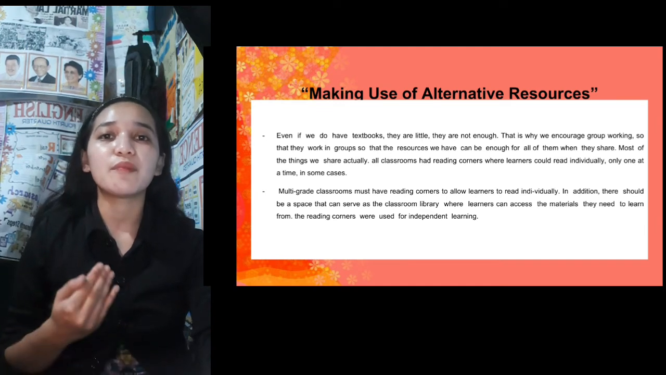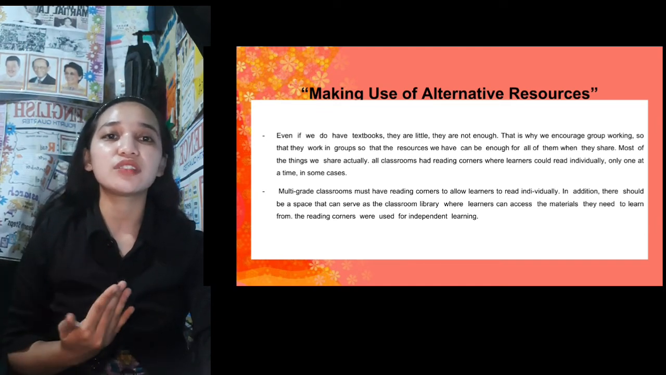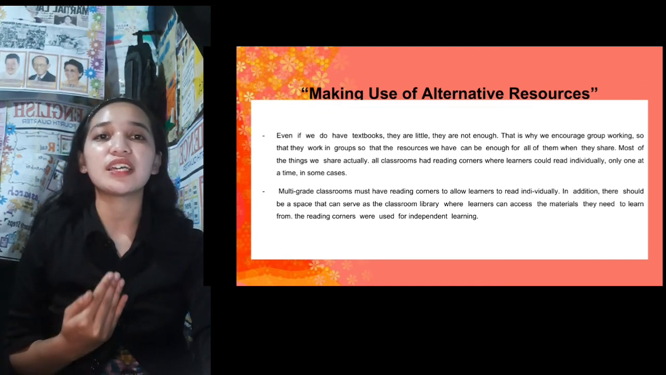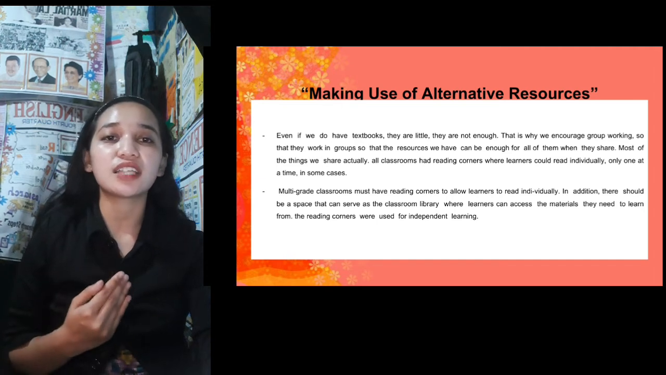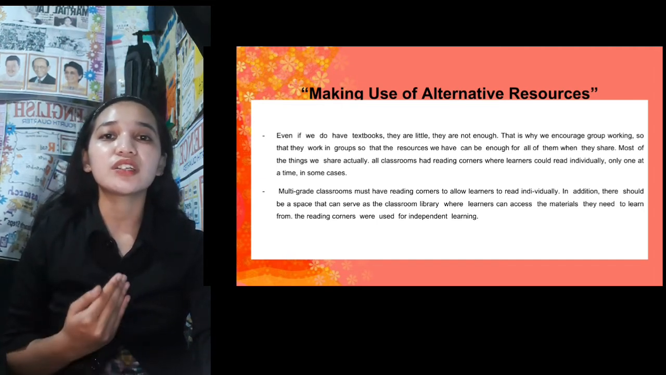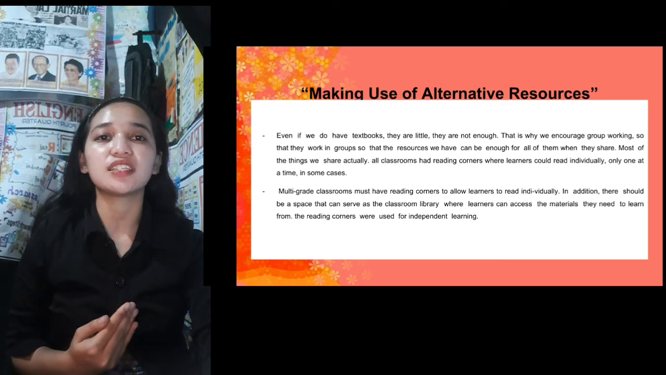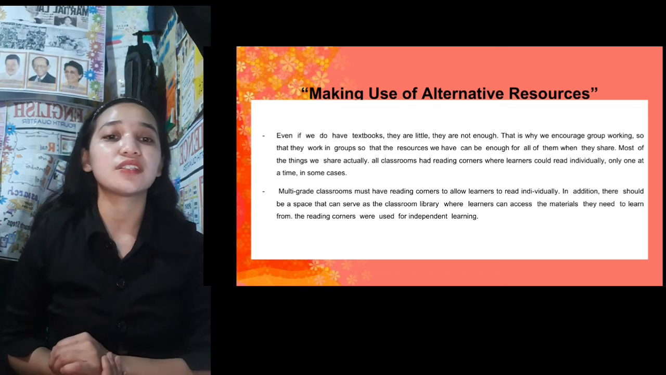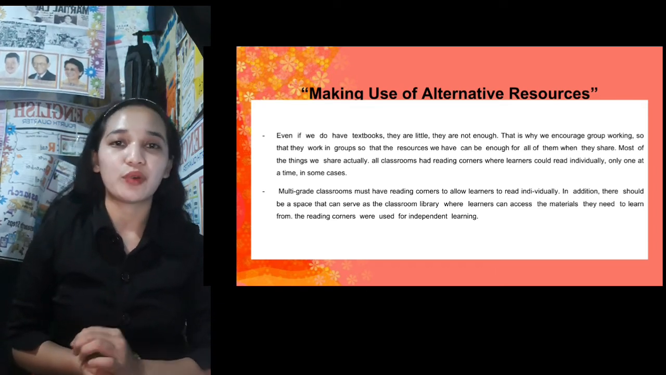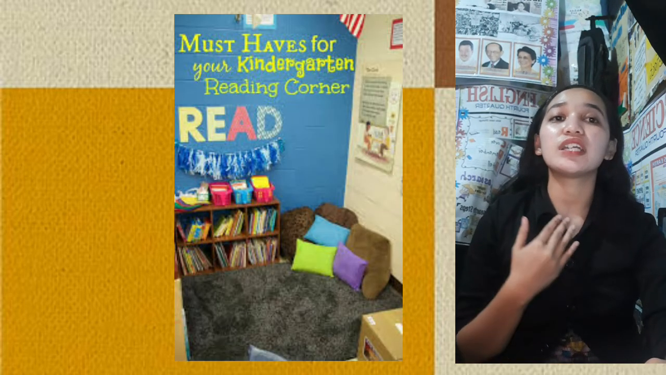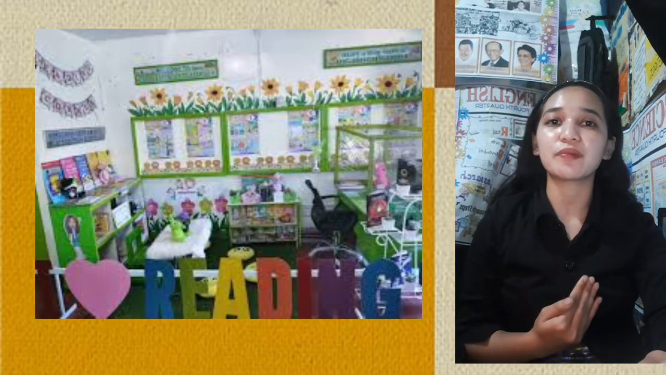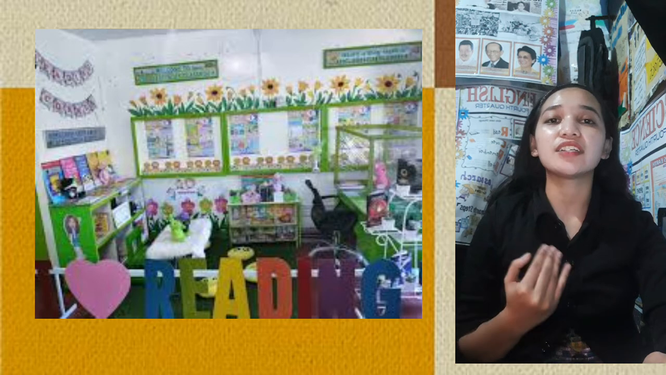Multi-grade classrooms must have reading corners to allow learners to read individually. In addition, there should be a space that can serve as the classroom library where learners can access the materials they need to learn from. The reading corners were used for independent learning. That's why it is very important. The learners used the reading corners to read for leisure. Leisure reading included old newspapers and magazines that the teacher had organized.